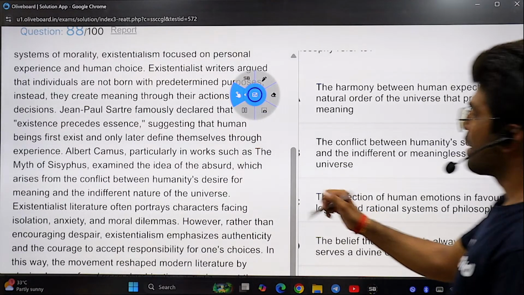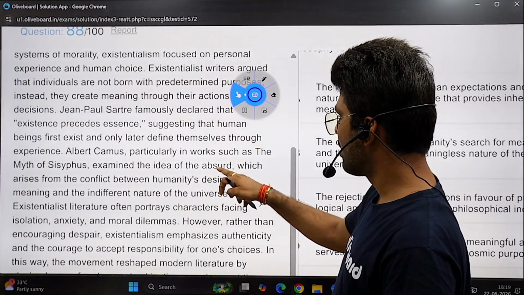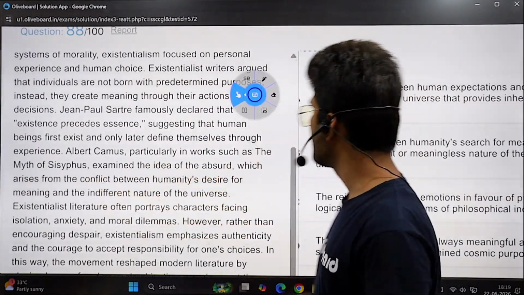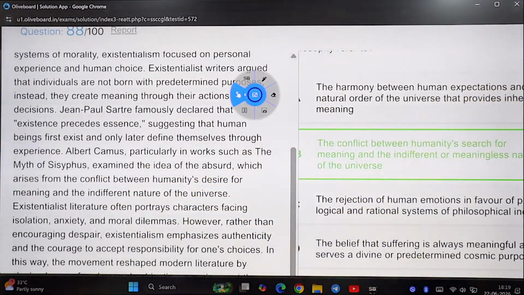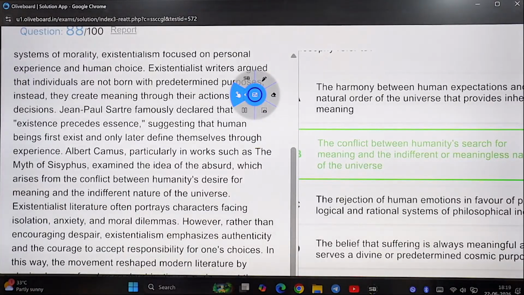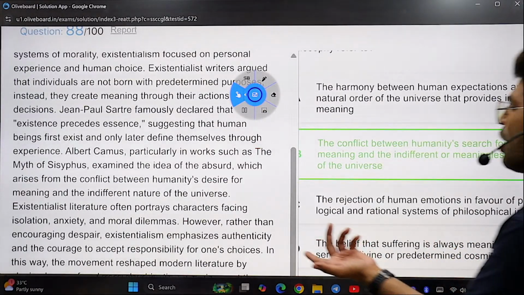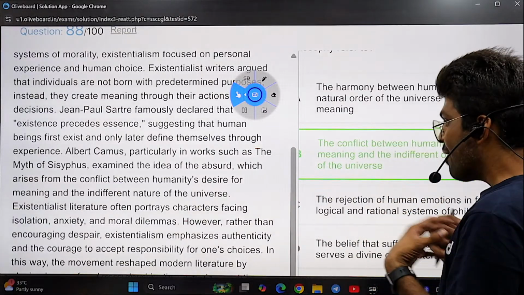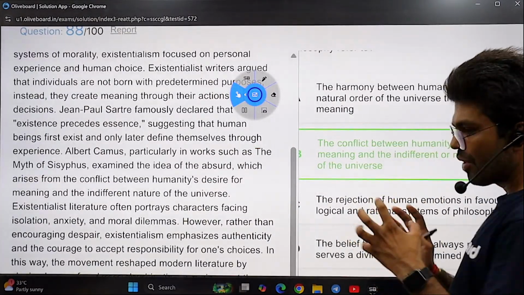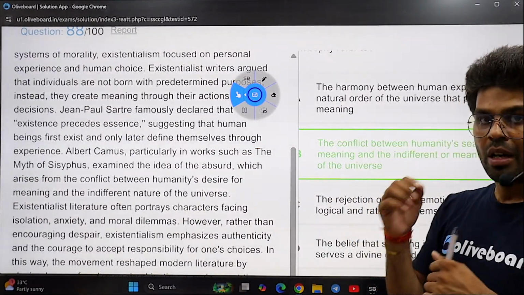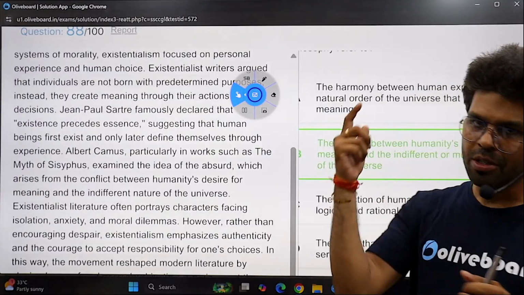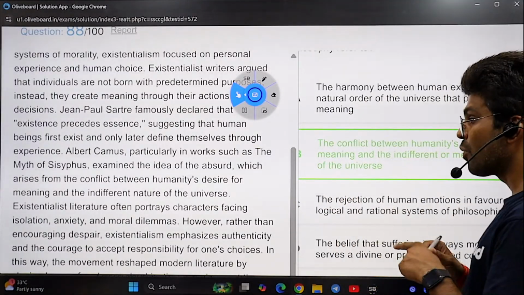Obviously, the passage itself says the absurd arises from the conflict between... Obviously, as a teacher, I'm answering this because I can. But in an examination, even I won't answer so simply, because we are not in the real examination. I am not supposed to appear in the real examination. You are. So please confirm all the words.